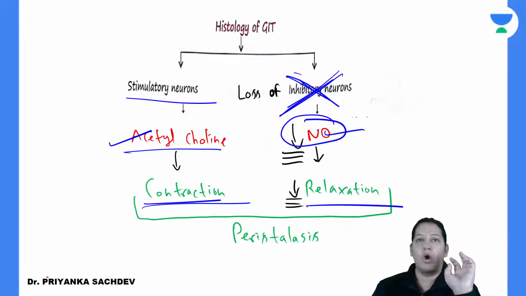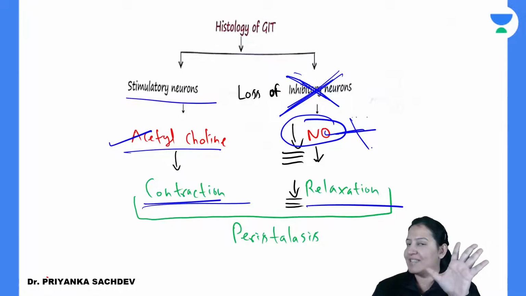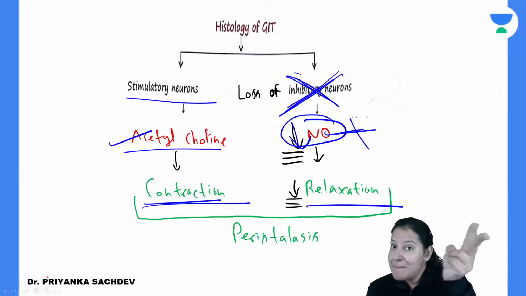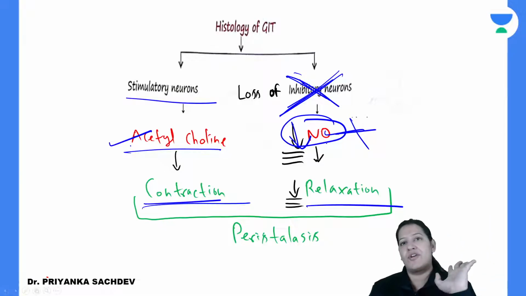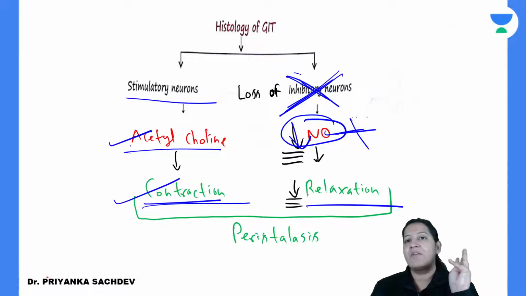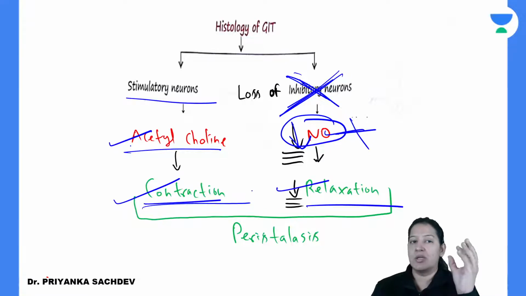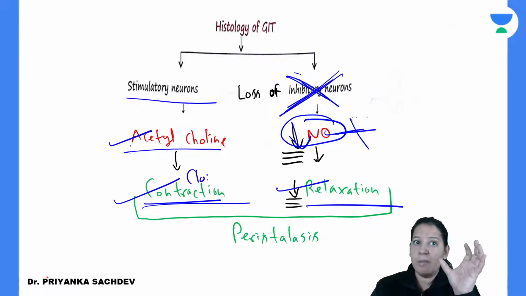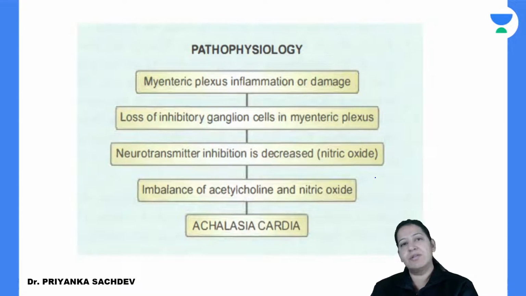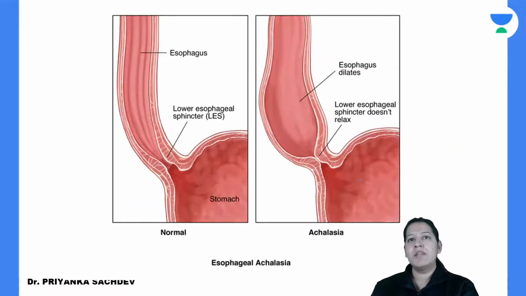So NO is not there. NO is absent. Nitric oxide is absent or it is decreased. So there is an imbalance between acetylcholine and nitric oxide. So contraction is normal, but relaxation is decreased. There is no relaxation. So LES is closed, but it is unable to open. Have you got it? So that is the problem. Give me a thumbs up if you got my point.